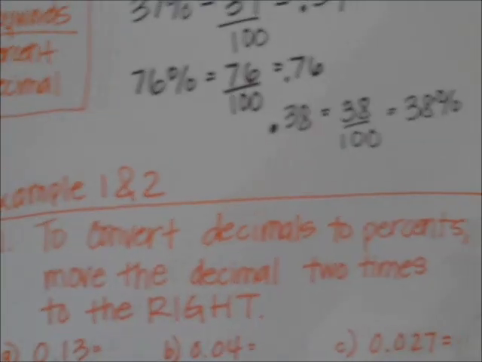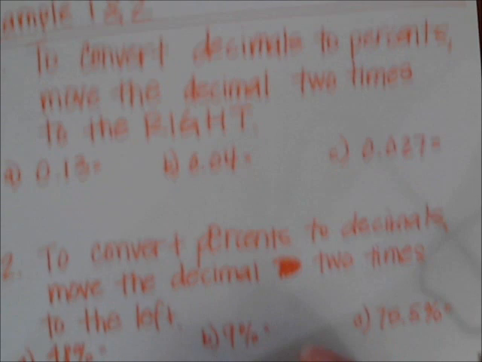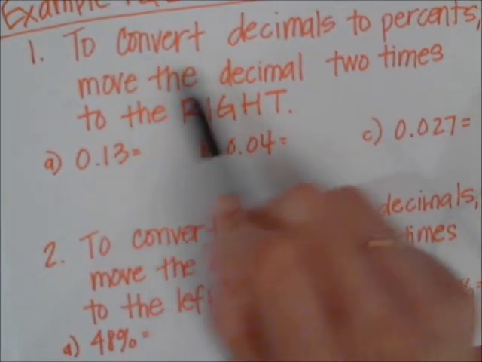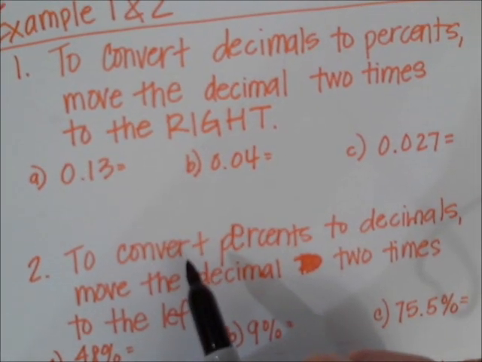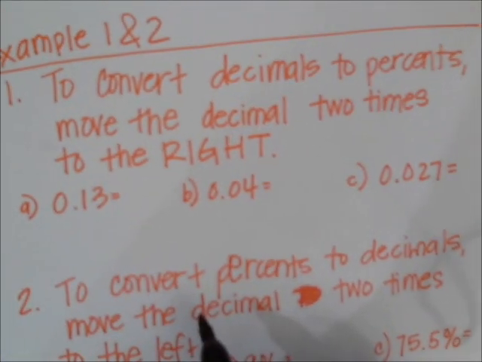By that logic, it's very easy to see the rule. To convert decimals to percents, you can just move the decimal 2 times to the right. So why don't we do a couple of those examples?